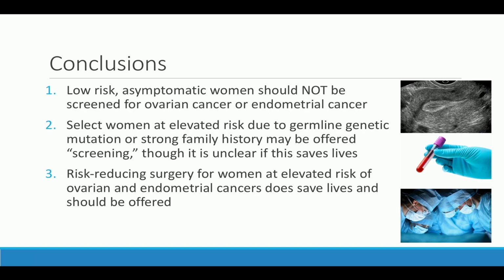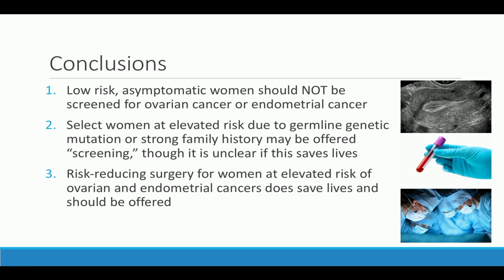So what can we conclude? Well, we can conclude that low-risk, asymptomatic women should not be screened for ovarian cancer and endometrial cancer. So no screening for these diseases. That being said, we should be looking out for symptoms, and ACOG and SGO recommend us to do that so that we can catch this as soon as possible when symptoms do present. This is particularly useful, as we heard, in endometrial cancer, where I always like to say if I could have one PSA, it would be that postmenopausal bleeding is never normal, right? Talk to your doctor.